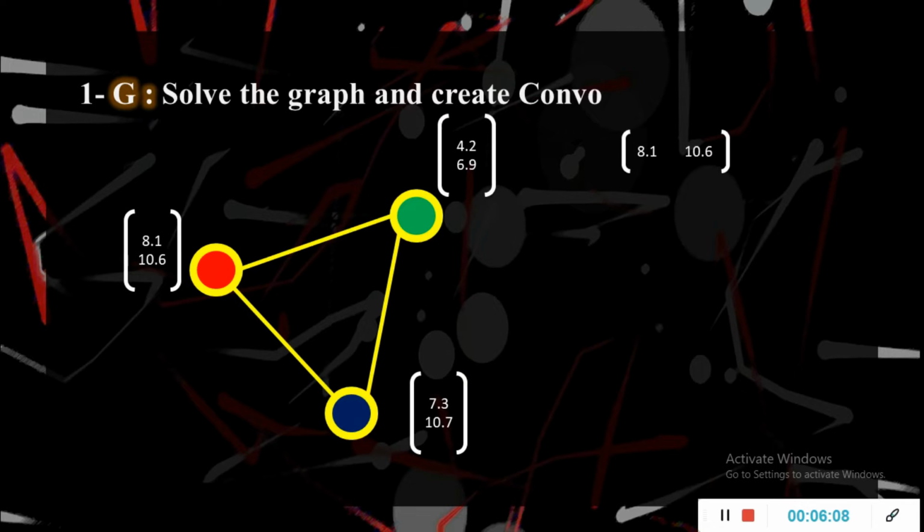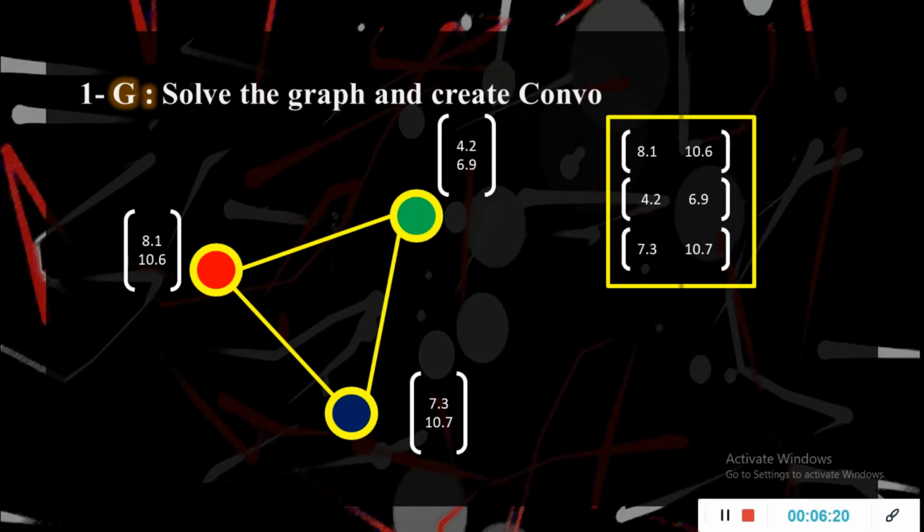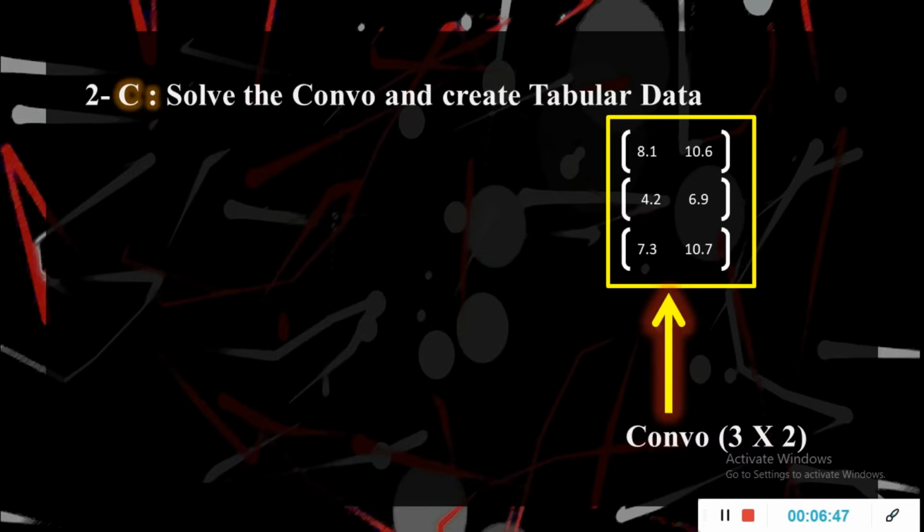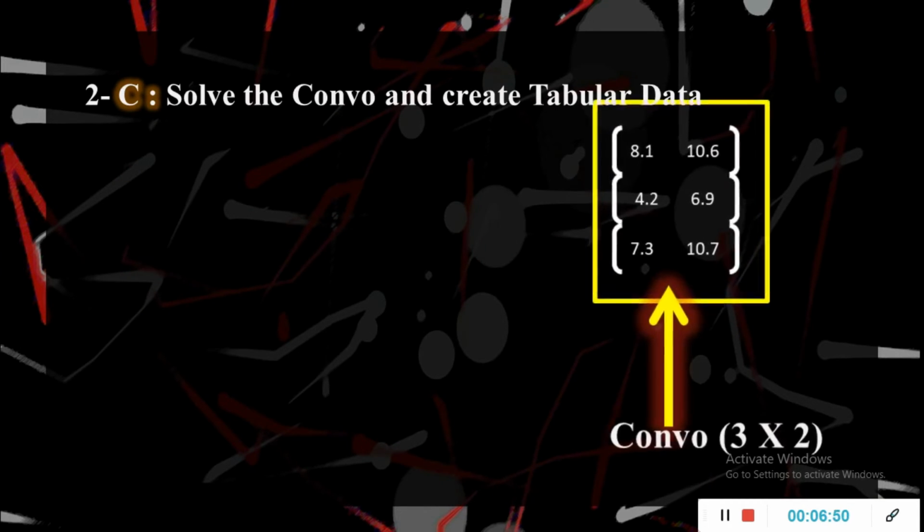After solving this and reaching saturation in the updating of the graph vectors, we will have this kind of data. Have you seen this kind of data before? You can say this yellow frame represents a kind of image, and I am saying this is a convo of 3 by 2. And this can be solved using a convolutional neural network. Now comes the second step: solve the convo and create tabular data.